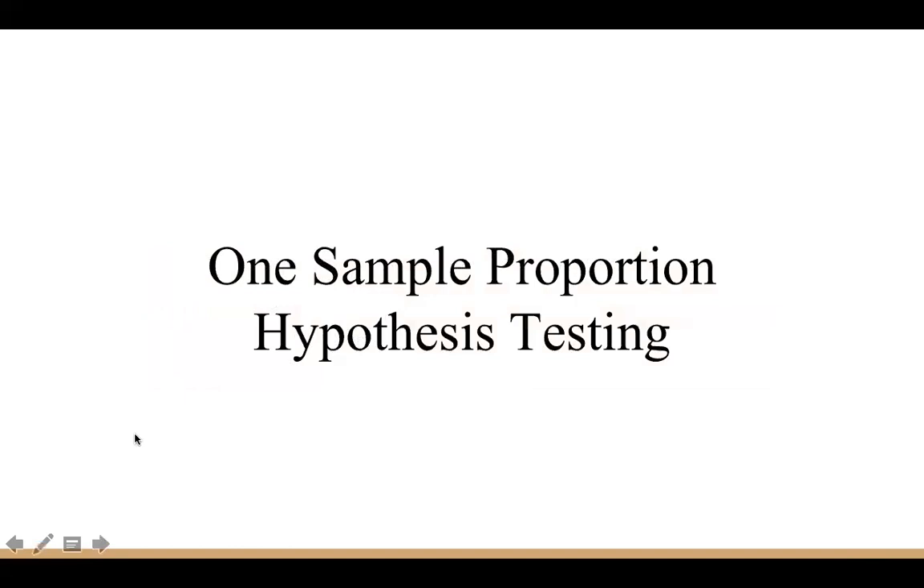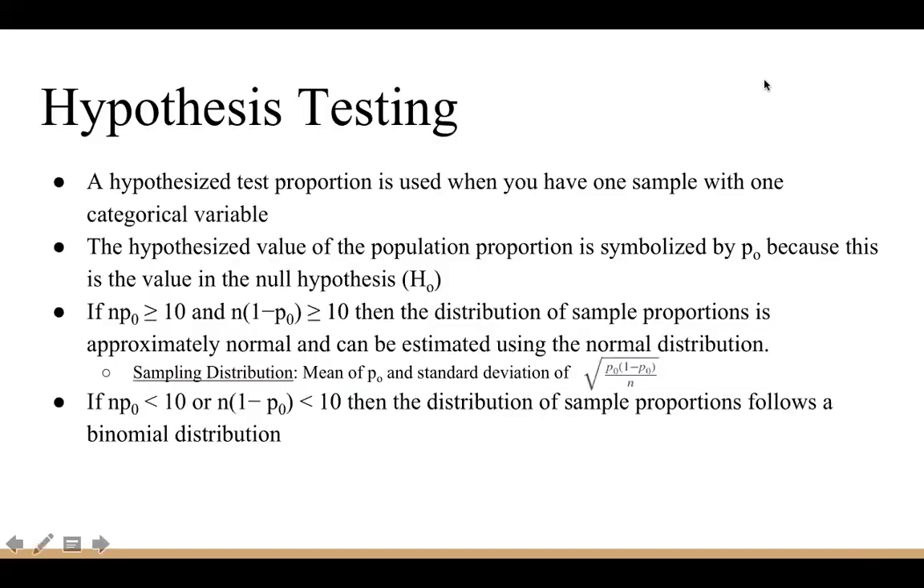Okay, so moving on to hypothesis testing for one sample proportion. A hypothesis test is used here when you have one categorical variable, and then the hypothesized value is symbolized by p0 because it's the value in the null hypothesis, so that's pretty easy to remember. And then the assumptions here again are just that when you multiply these factors out, they have to be at least 10, which is really saying that there are at least 10 successes and 10 failures. And then when you meet those assumptions, you can create your sampling distribution.